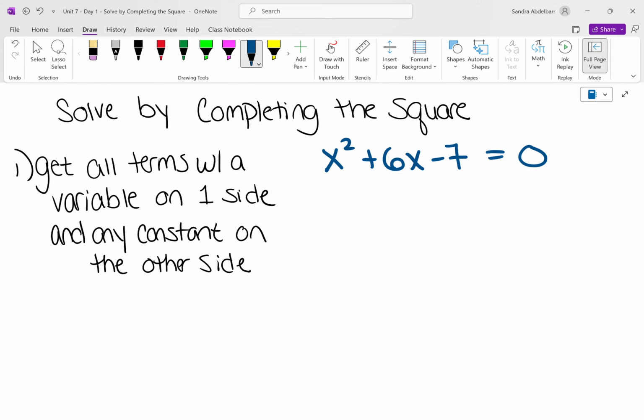All right, so it says get all the terms with variables on one side, anything that doesn't have a variable on the other. So I'm going to keep x squared plus 6x on one side, and I'm going to move that negative 7 to the other side by adding 7 on both sides.